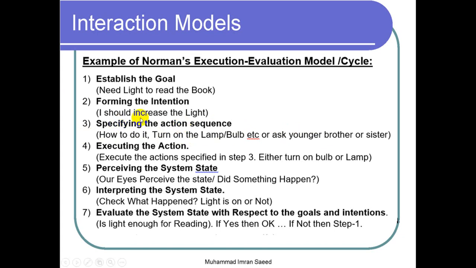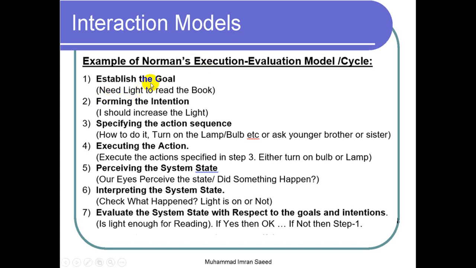Now when I have the sequence of actions, I can at the 4th step execute the action. I perform those actions. So I execute the action specified in step 3. So I will either turn on the lamp or the bulb, or as I said, I have another sequence: I will ask my younger brother or sister to turn on the light for me. So whatever I have specified, those actions would be executed in step number 4. So till step 4, in fact, we have performed the execution.